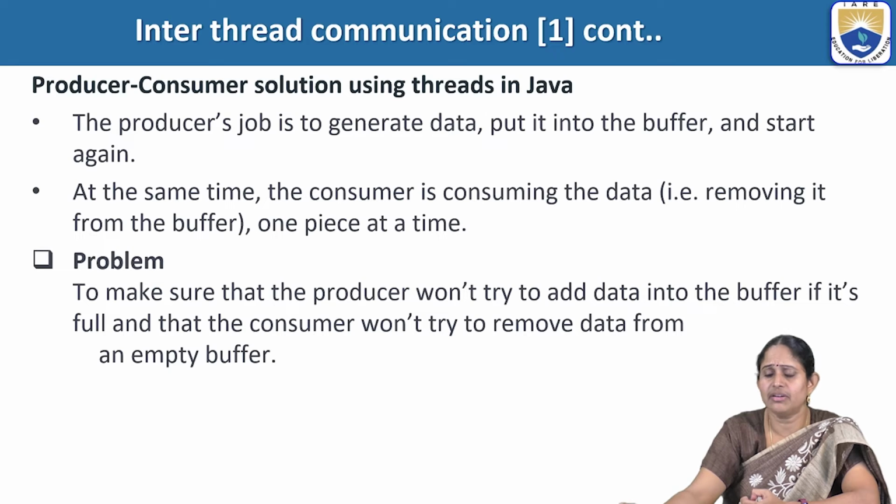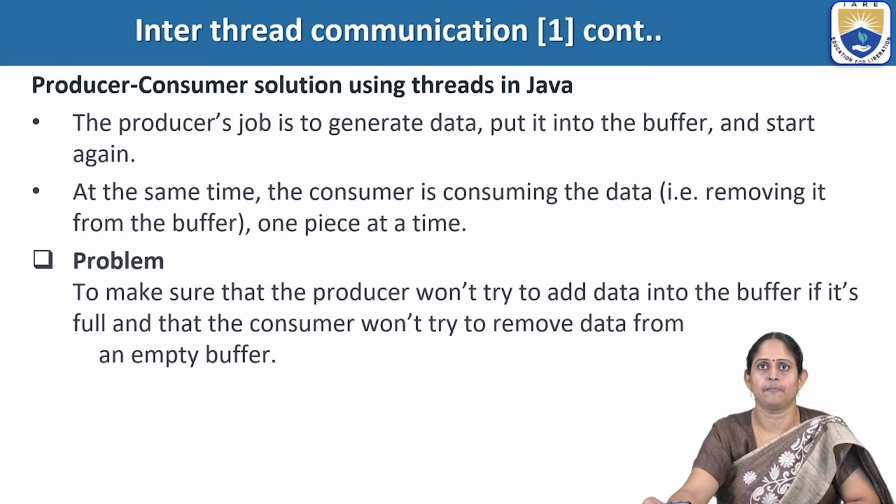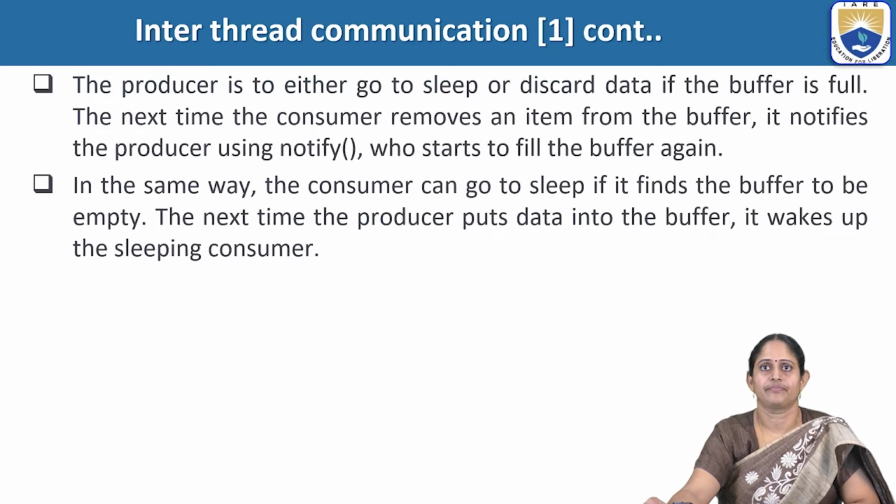If the producer finds that the buffer is still full, it will wait for some time. It will go to sleep, or wait until the buffer is empty. So the producer will not keep adding data when the buffer is full, and the consumer will not try to remove data when the buffer is empty. So this is the basic producer-consumer problem.